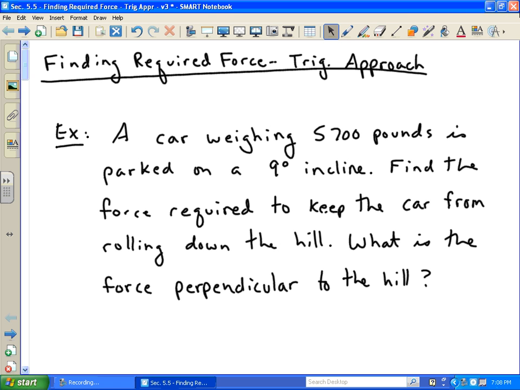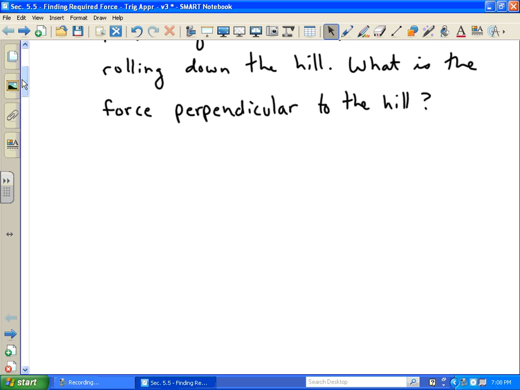This example says a car weighing 5,700 pounds is parked on a 9-degree incline. Find the force required to keep the car from rolling down the hill. And then an additional question is, what is the force perpendicular to the hill? First thing we want to do is draw a picture representing this situation. I'm going to draw a horizontal line, and then I'm going to draw another line indicating the incline. That will be a 9-degree incline there.